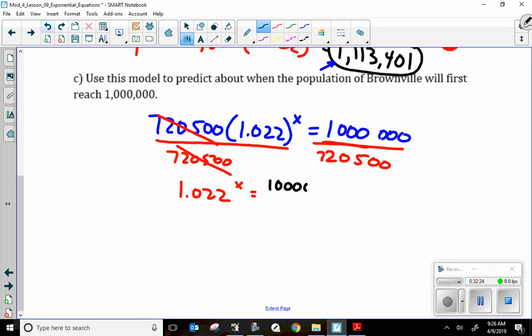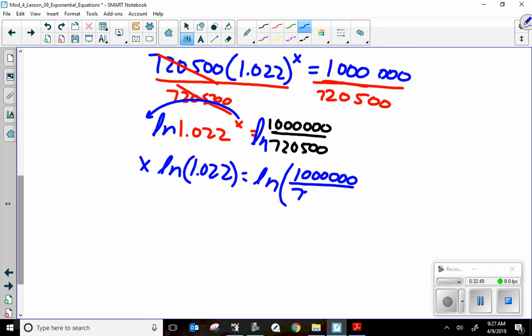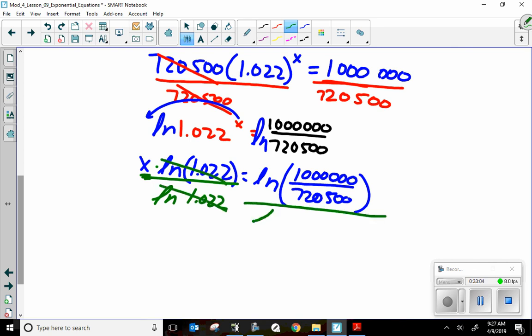So I've got 1 million all over 720,500. Now I'm going to take the natural log of both sides so I can bring my exponent down. So now I have x times the natural log of 1.022 equals the natural log of 1 million over 720,500. The last thing I need to do to get x alone, because I'm multiplying it, is to divide by the natural log of 1.022. I divide this side by the natural log of 1.022.